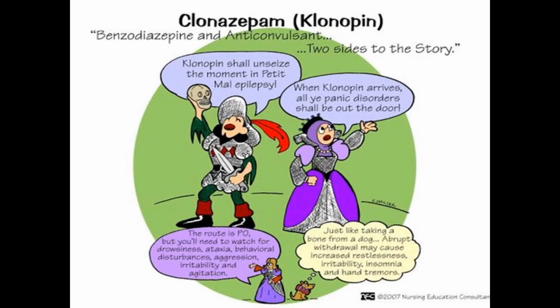And this is a fun little slide about Klonopin. Remember, this can treat seizures or panic attacks. It's only given PO. Some of the side effects include drowsiness, ataxia, behavior problems, aggression, irritability, and agitation. Those are some major behavior problems. Do not stop this abruptly because withdrawal can cause even more problems, as you can all read. So make sure that this medication is tapered off and not suddenly stopped.